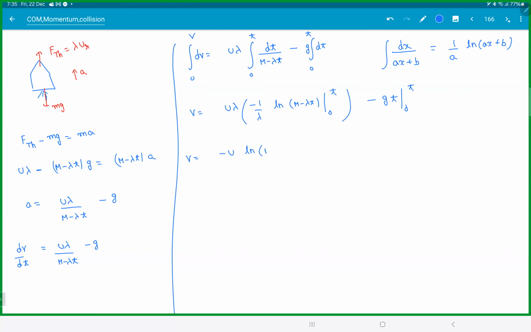Substitute this. There, this is the velocity as a function of time t.